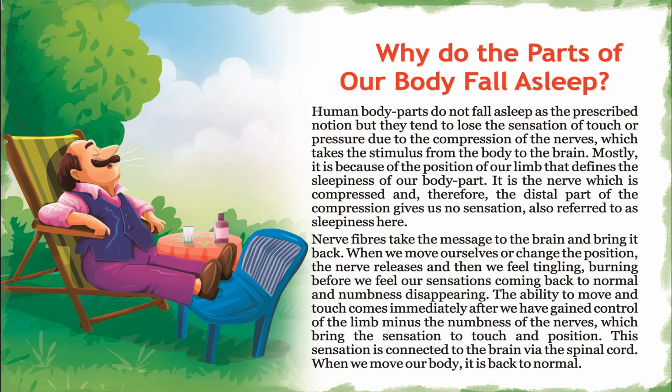The ability to move and touch comes immediately after we have gained control of the limb minus the numbness of the nerves, which bring the sensation to touch and position. This sensation is connected to the brain via the spinal cord. When we move our body, it is back to normal.